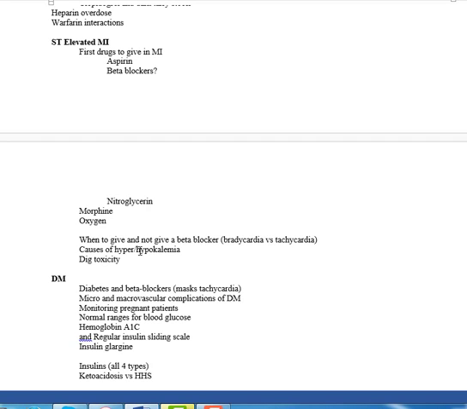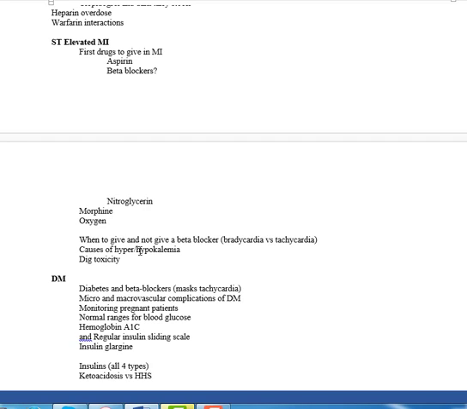Beta blockers reduce the work on the heart, because if the heart's having an MI, it might freak out and start going really tachycardic. Nitroglycerin reduces the load by opening up the veins, taking some of the work off. Morphine, because it's really painful to have a heart attack, and also calming. And then oxygen, to get better oxygenation.